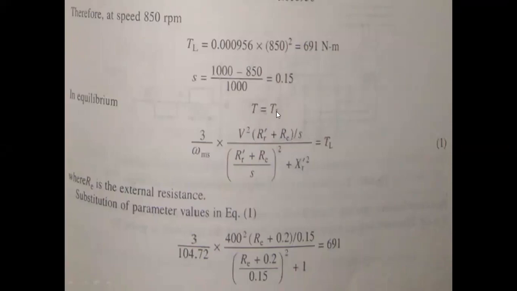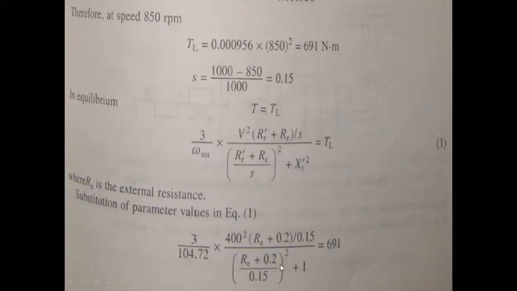That is the value of TL. So if you substitute the parameters, all the values in equation 1, you will get 3 by 2. Omega ms is 104.72. V square is 400. RE we have to find.